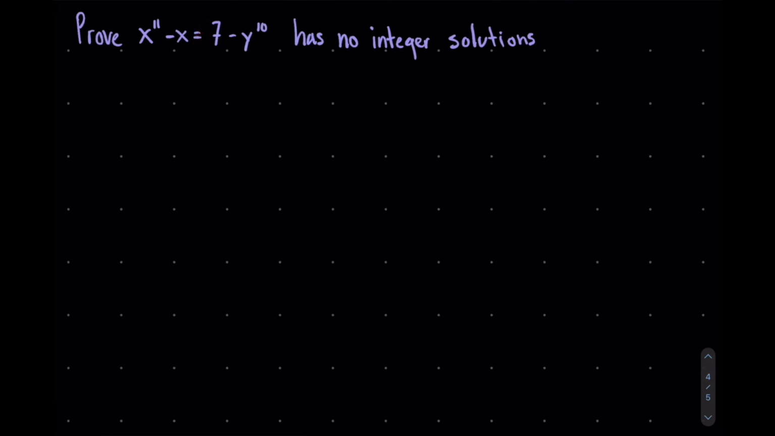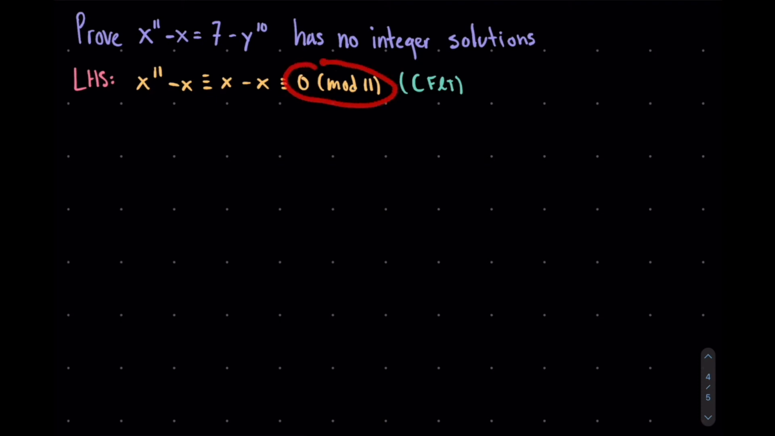So let's start. We have the left-hand side. We have x to the 11 minus x. Now we could use the corollary to Fermat's little theorem on this term here. If we're taking modulo 11, we know that x to the power of 11 is congruent to x minus x from what we had before, and x minus x is equal to 0 modulo 11. And this again is by CFLT, or the corollary to Fermat's little theorem. So therefore we have that the left-hand side is congruent to 0 modulo 11. Hopefully the right-hand side will be congruent to a different number.